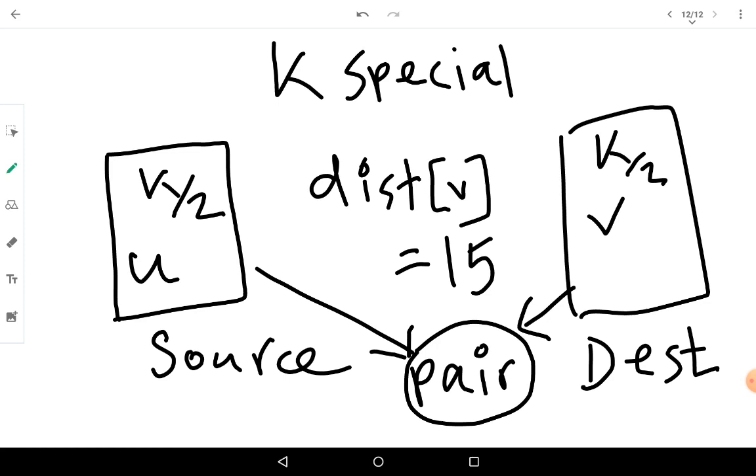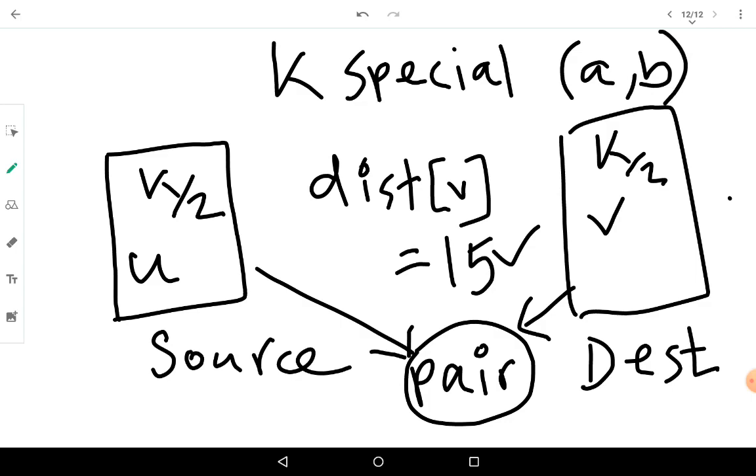So we can say that maybe 15 is our answer. But will it be correct? Let's look through it in detail. For example, we assume that there is a particular pair of nodes A, B.